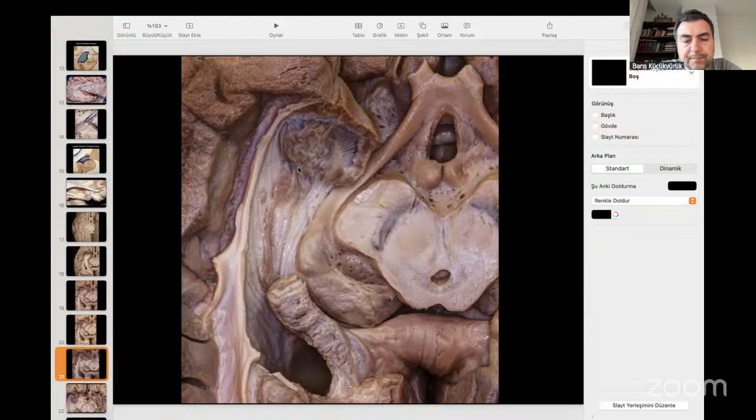And there is a gray matter here, you see. This is the amygdala, and this is the tail of the caudate nucleus. The caudate nucleus was forming the lateral wall of the frontal horn and the body of the lateral ventricle, and it turns around the thalamus and courses as the tail of the caudate nucleus at the roof of the temporal horn to connect with the amygdala.